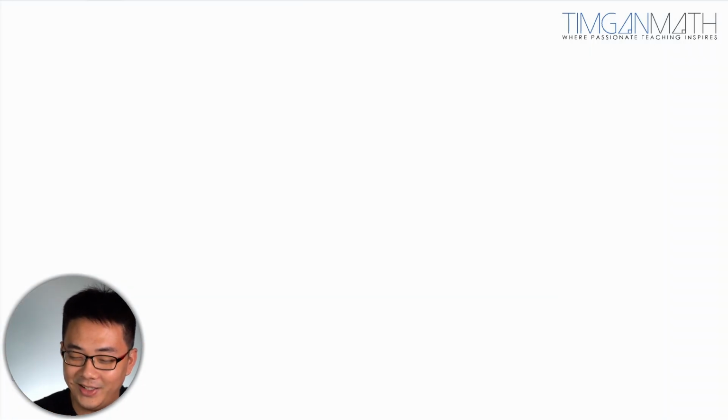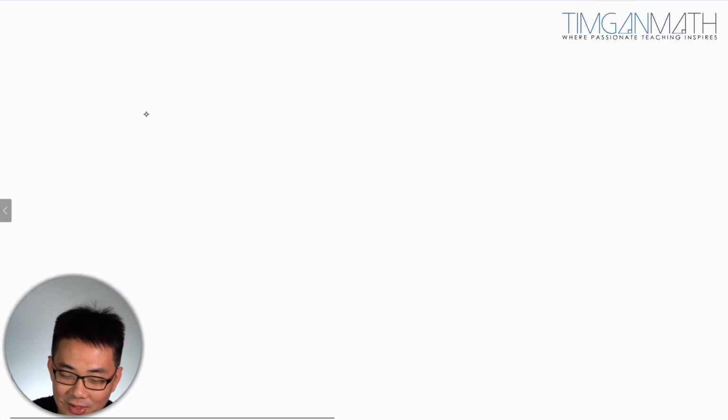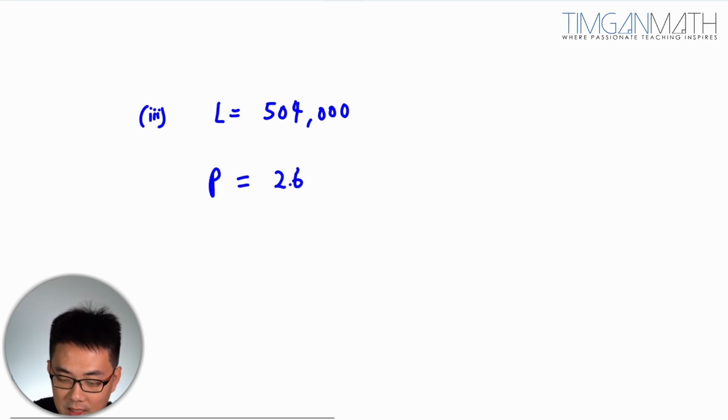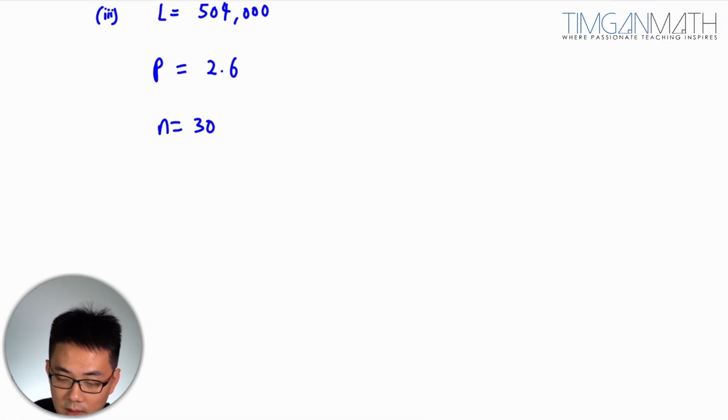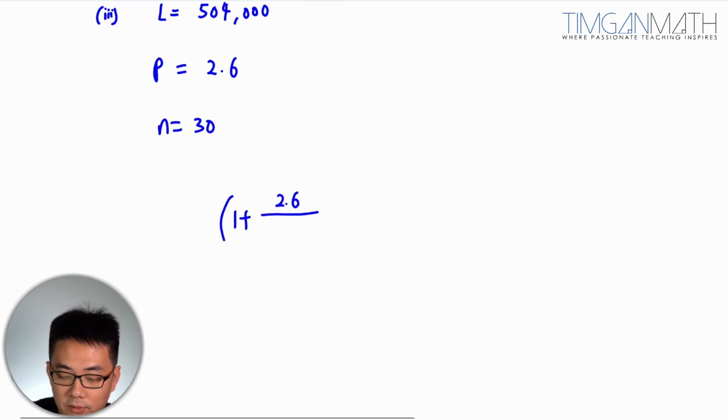Okay, so I'm gonna just write down part 3 is just to use the formula there. So this part here, we already established that the principal amount is 504,000, and then after which P is equals to 2.6 per annum. Okay, so this is 2.6. So N is equals to 30. Okay, so we just need 1 plus 2.6. We just use the formula there.